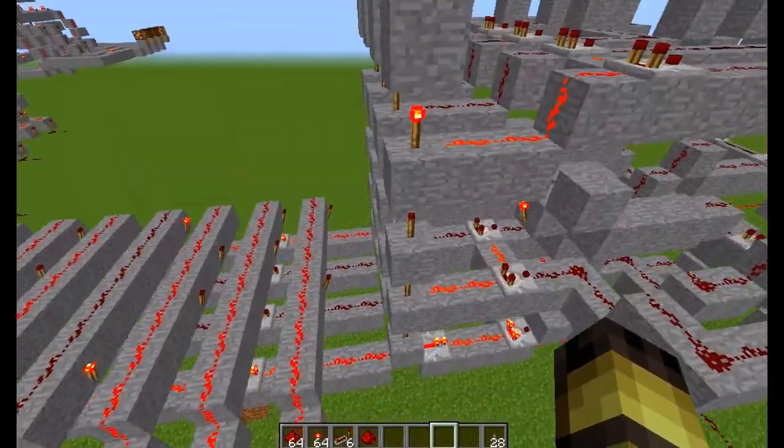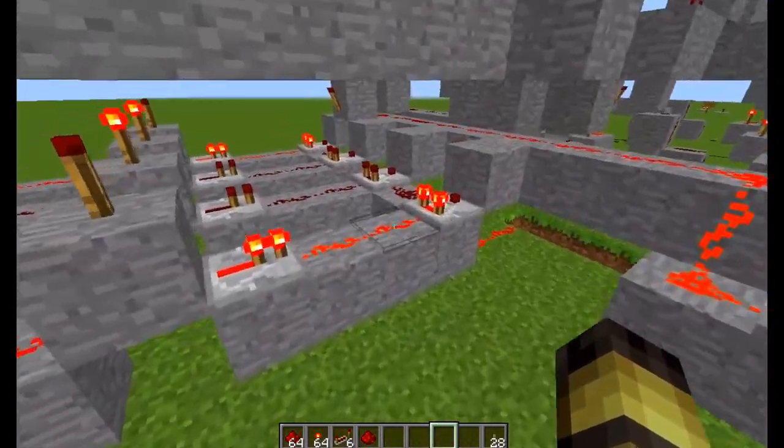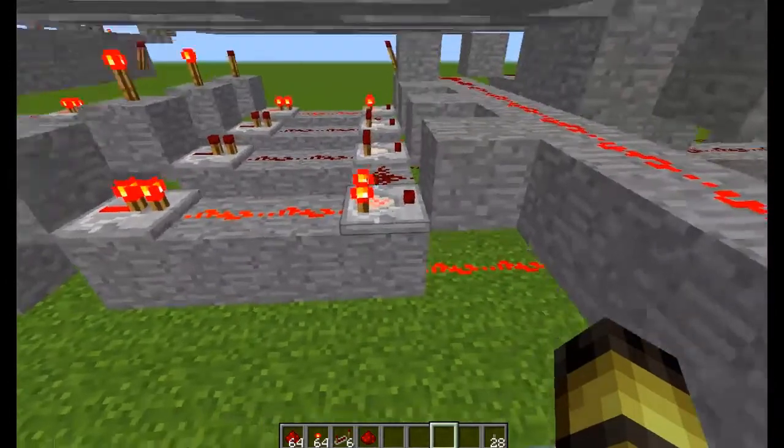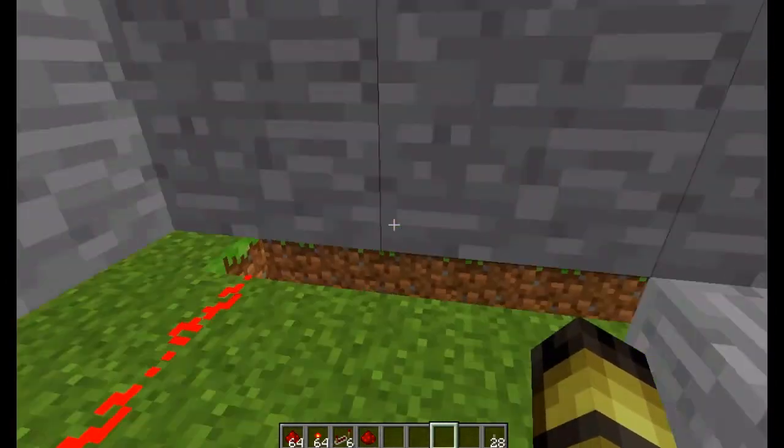And actually what's happening, I want to show you, is basically this repeater goes into a comparator, and comparators are just going to send out the signal they're given.